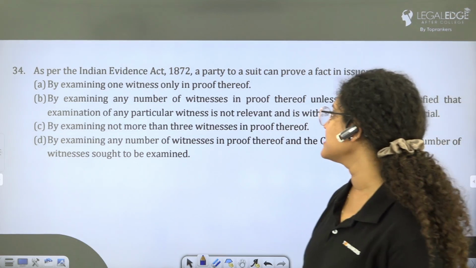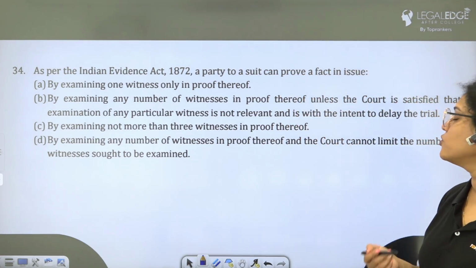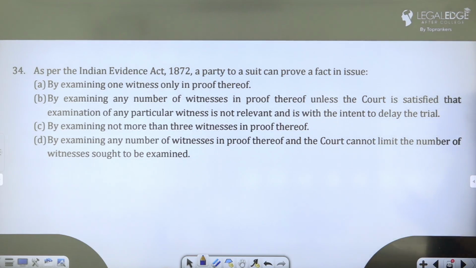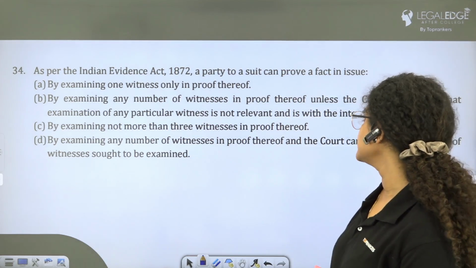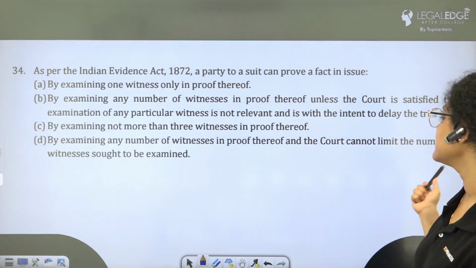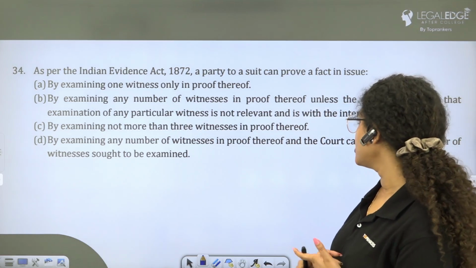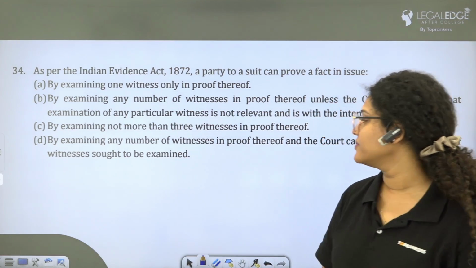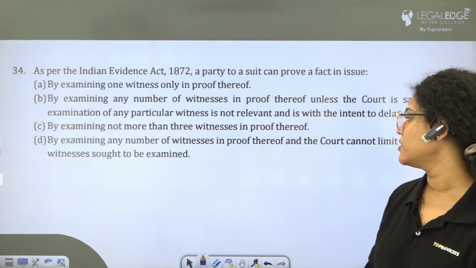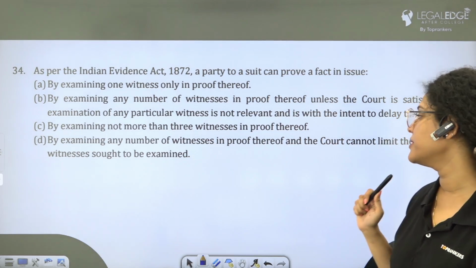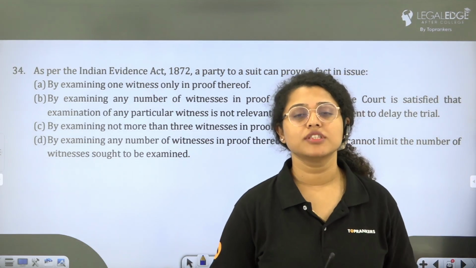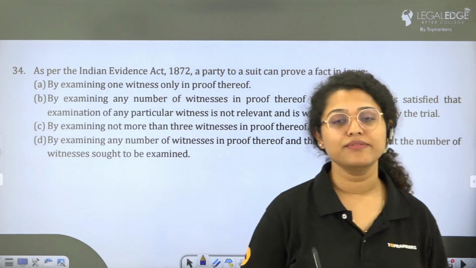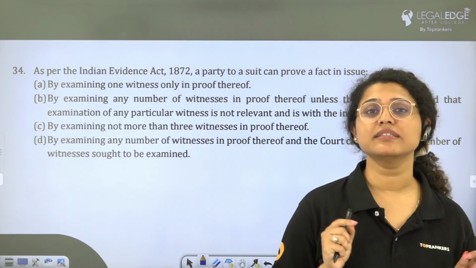As per the Indian Evidence Act 1872, a party to a suit can prove a fact in issue A by examining one witness only in proof thereof, B by examining any number of witnesses in proof thereof unless the court is satisfied that examination of any particular witness is not relevant and is with the intent to delay the trial, C by examining not more than 3 witnesses, D by examining any number of witnesses in proof thereof, and the court cannot limit the number of witnesses sought to be examined. So this question basically pertains to how many witnesses are needed for examination, and can the court limit the number of witnesses?